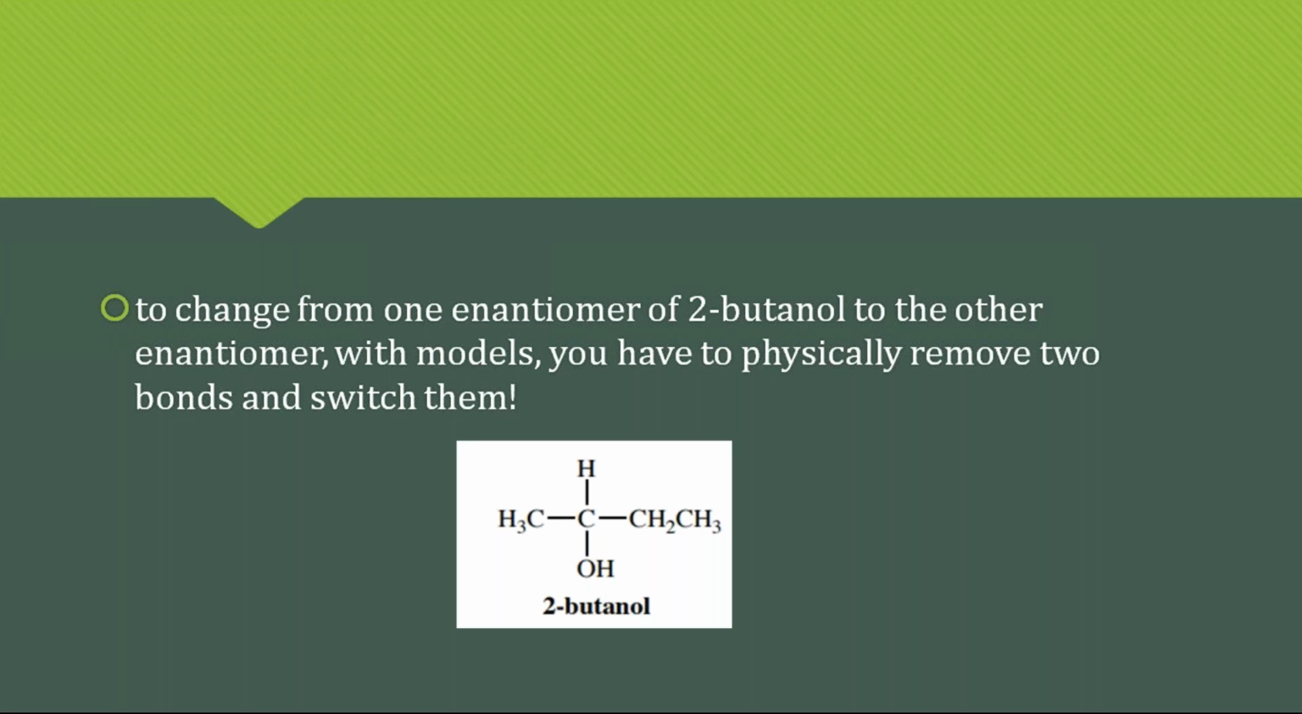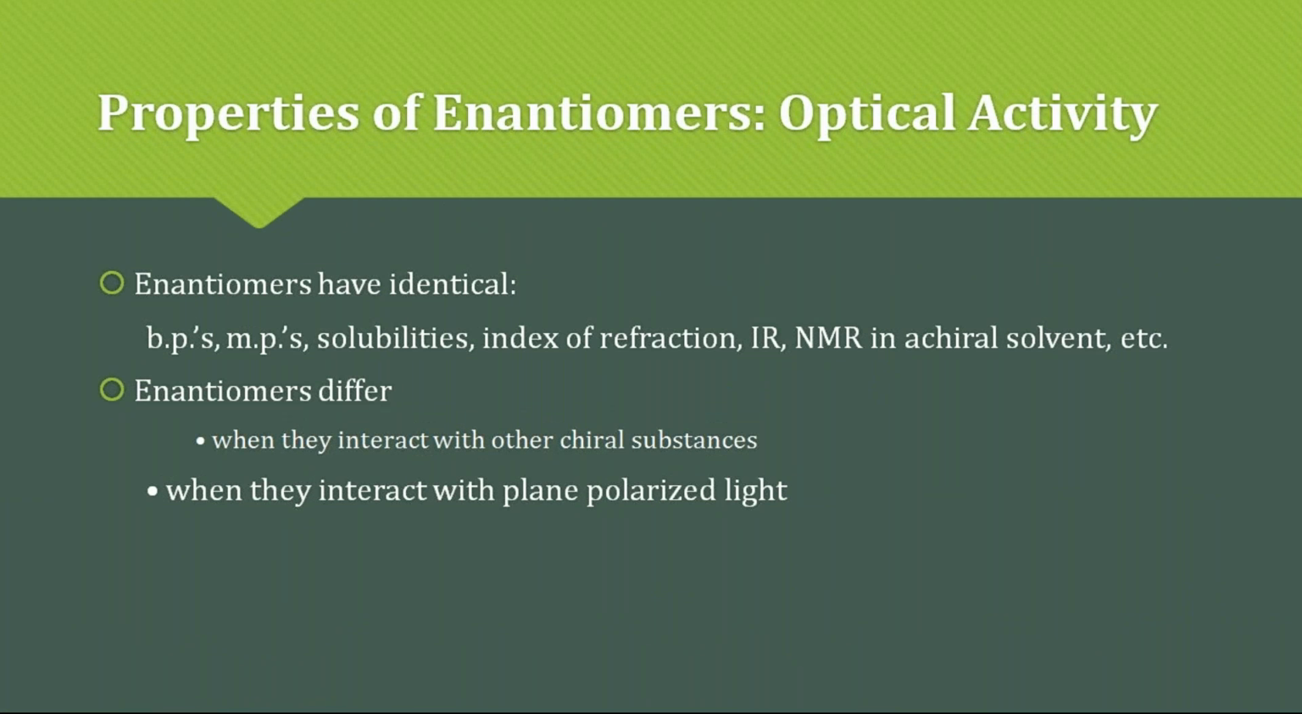So to change from one enantiomer of 2-butanol to the other enantiomer, you have to physically remove 2 bonds and switch them. And 2-butanol is a chiral molecule which has a chiral carbon. What are the properties of enantiomers? Enantiomers have identical boiling point, melting point, solubilities, refractive index, IR, NMR in achiral solvent, etc.